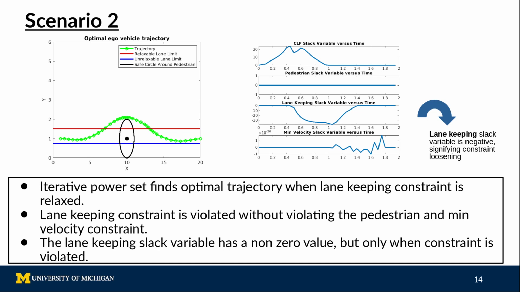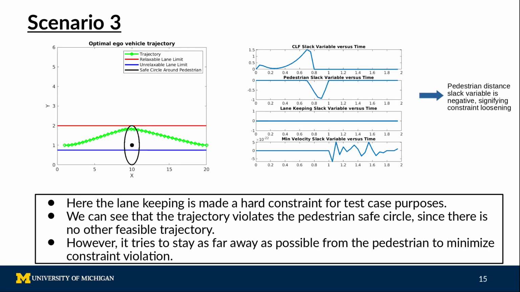So you can see on the left, the lane keeping constraint is violated, but it does not violate the pedestrian and the minimum velocity constraints. And you can see that the lane keeping slack level has a negative value, but only when the constraint is violated. So this third scenario is pretty much similar to the second scenario, but for testing purposes, we will try to enforce the lane keeping and relax the pedestrian constraint.